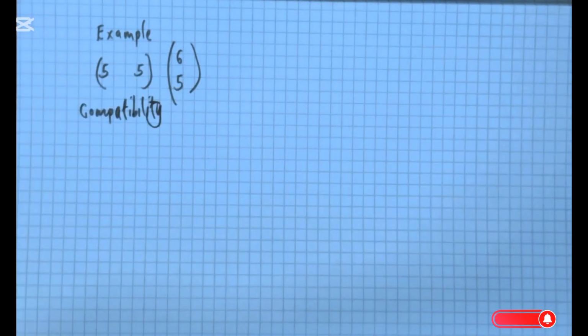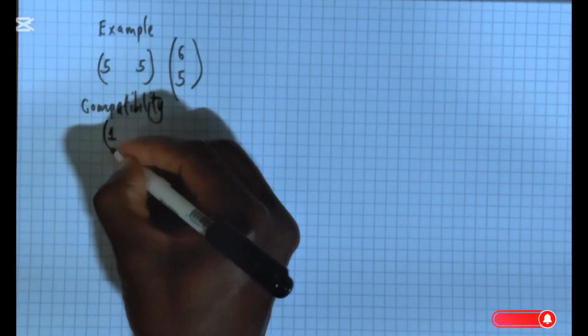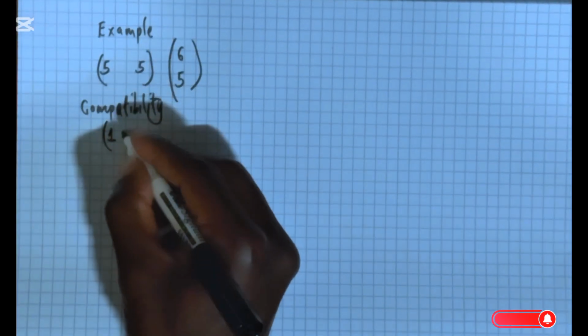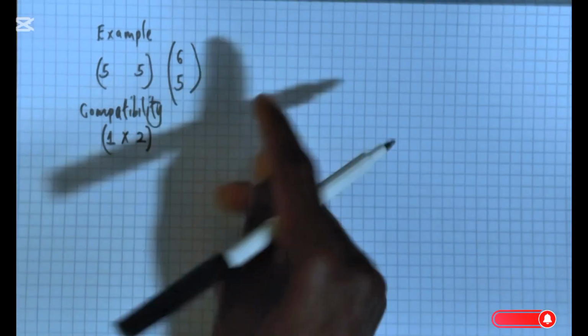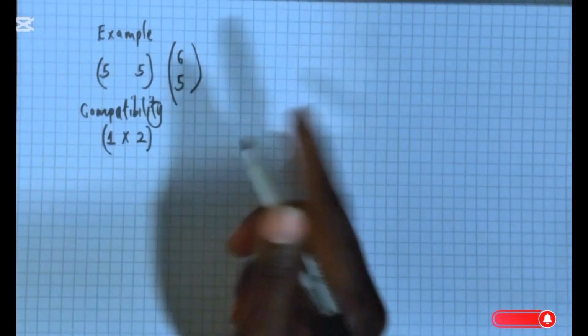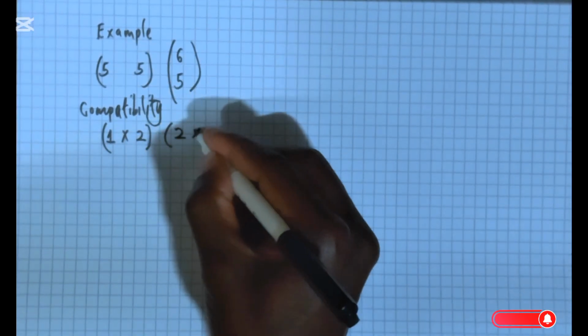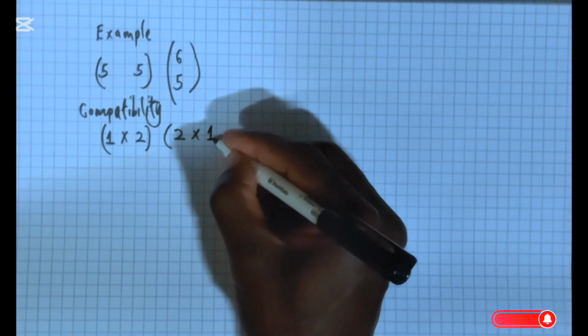So what is the order of the first matrix? You can see it only has one row, so it is 1, and how many columns? 2 columns, so 1 by 2. And in the second matrix, what do you see? How many rows are there? 1 and 2, so we have 2 rows. And how many columns? Just 1 column.